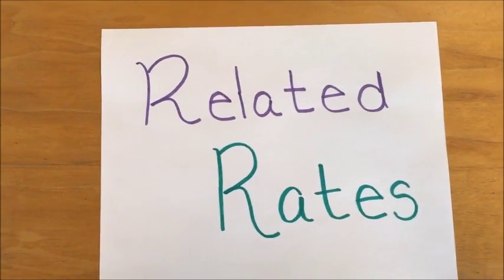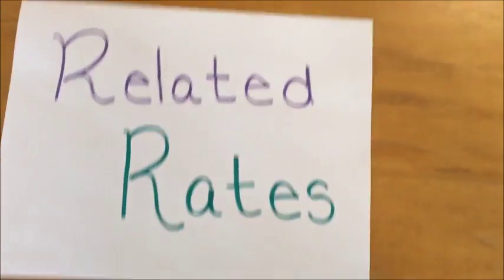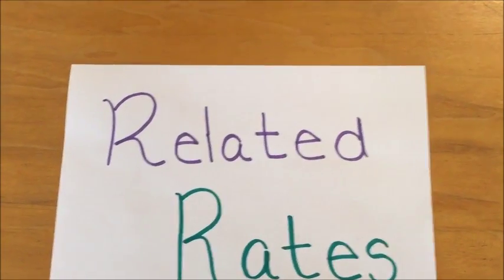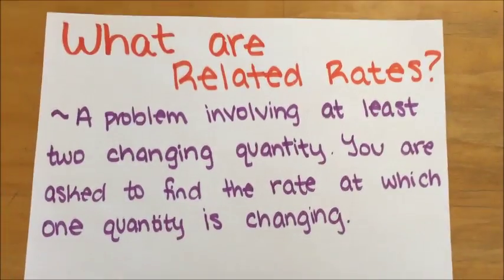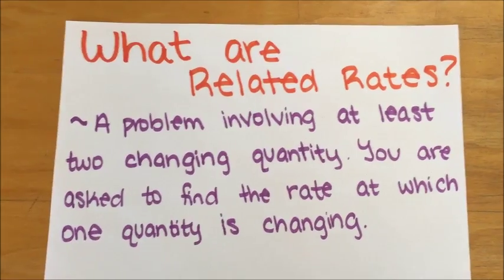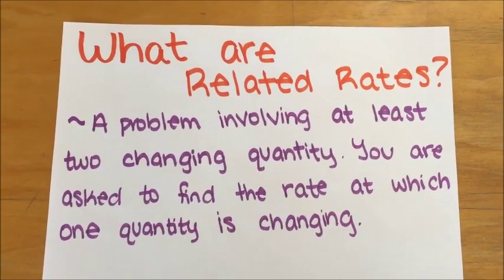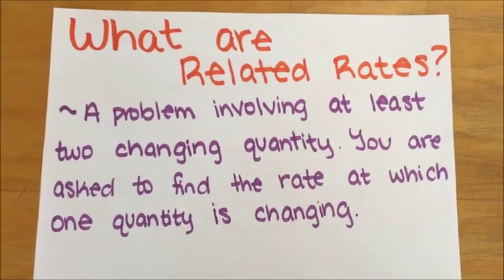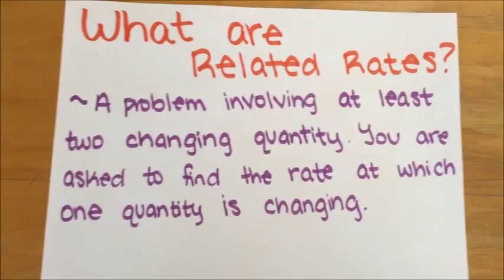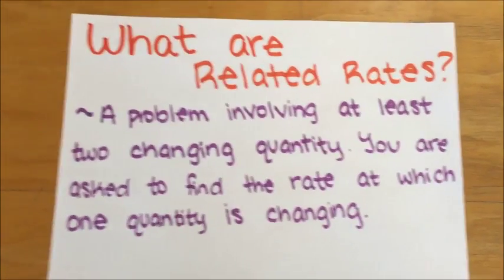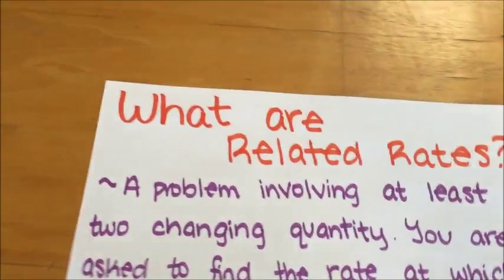We're talking about related rates in this episode. Let's get right down to business. Now you may be asking, Jake, what are related rates? Well, don't you worry. Related rates are problems involving at least two changing quantities. You're asked to find the rate at which one quantity is changing, so you use related rates. You give them a formula, you substitute values in, and it's basically using implicit differentiation. Let's check out a problem.